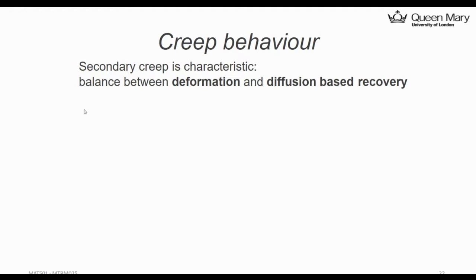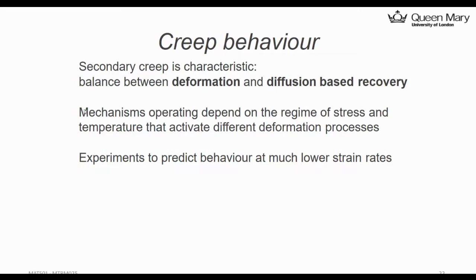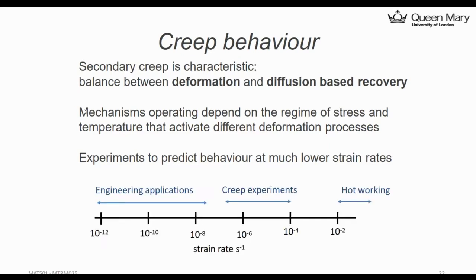So I just want to say what happened for the secondary creep. Basically, it's a balance between deformation and diffusion-based recovery. I will approach the diffusion part later. So there's a lot of mechanisms operating depending on the regime of the stress and the temperature that activate different deformation processes. So experiments to predict the behavior are normally at much lower strain rate because we want to understand what's happening. So these things I showed you last time.